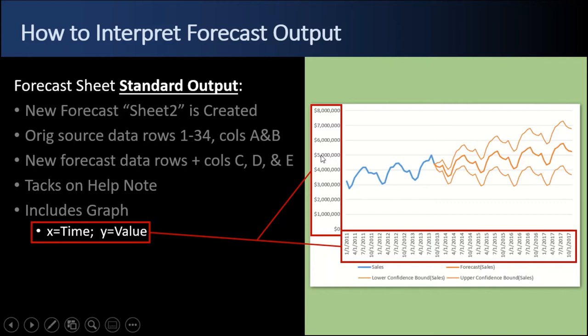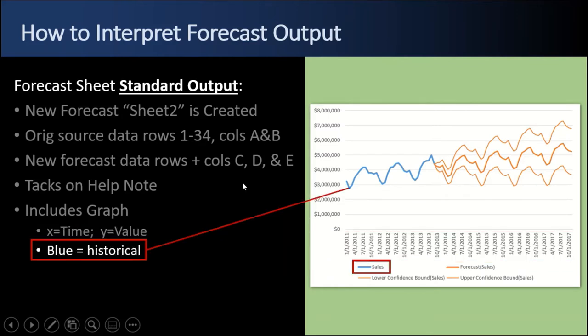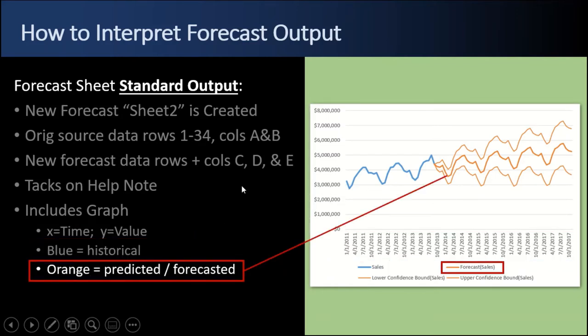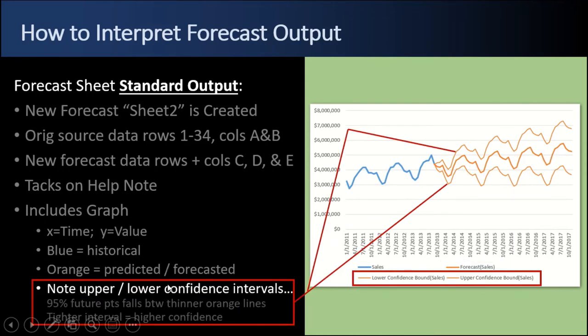And then the y-axis is the value, the dollars. Talked about blue being historical. We talked about the dark orange being the predicted or forecast value. And the upper and lower confidence intervals are the thinner orange lines, and they represent that 95% of the future points predicted will actually fall between those orange lines when the time arrives.